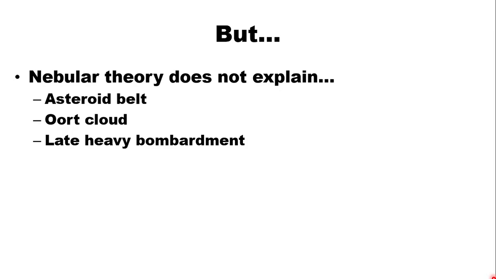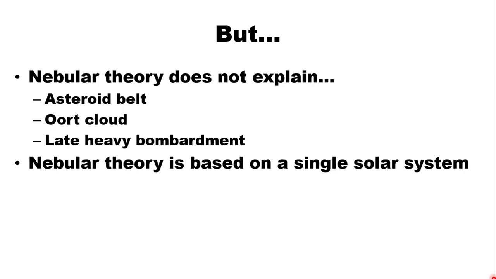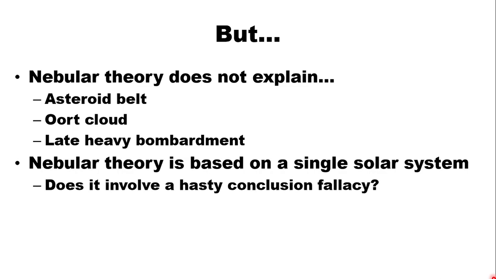So we have these at least three features that nebular theory hasn't explained yet, including this late heavy bombardment. There's another problem too, though, with nebular hypothesis, and that is that it's based on a single example of a solar system, on just our solar system. And so we need to be aware of the fact that we may be committing a logical fallacy, the hasty conclusion fallacy, drawing our conclusions on too little evidence.